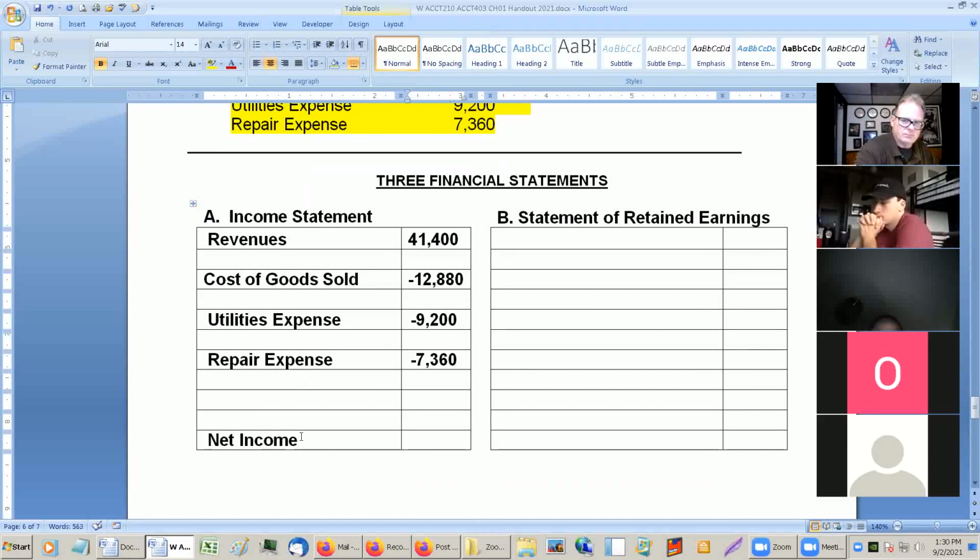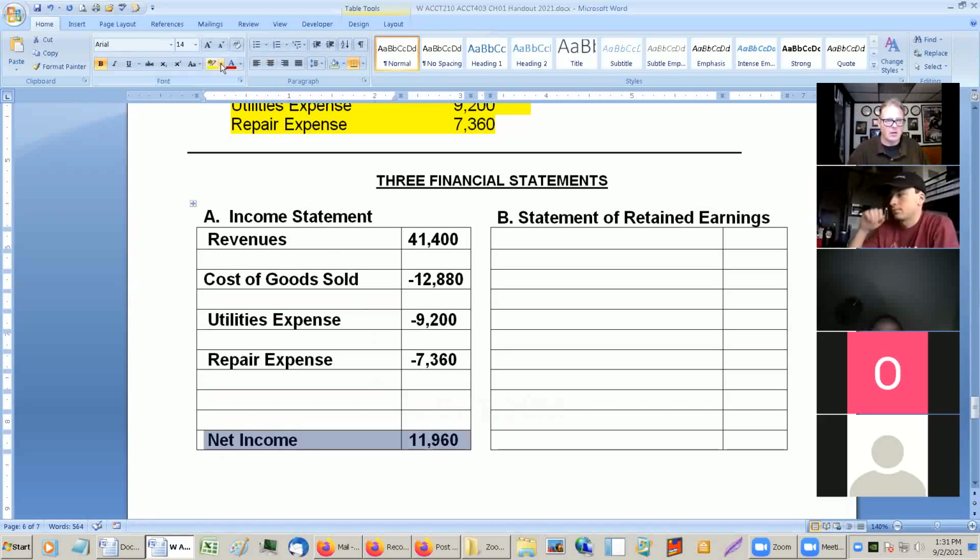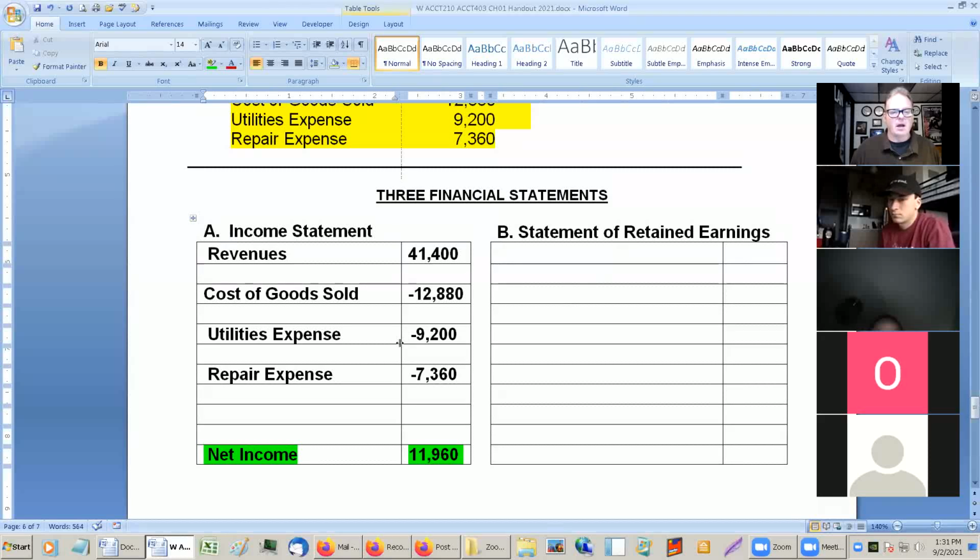All right. $11,960, that we just got. I'll take it by your silence that there's no objections to that. So, all right, 11,960 will be the income.